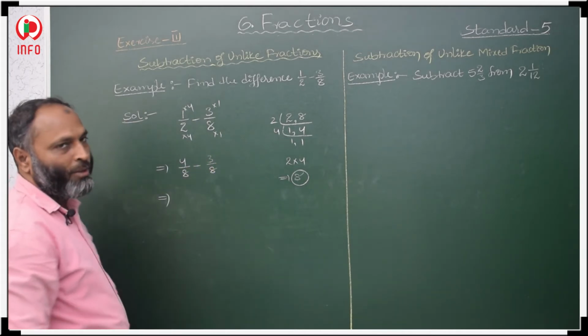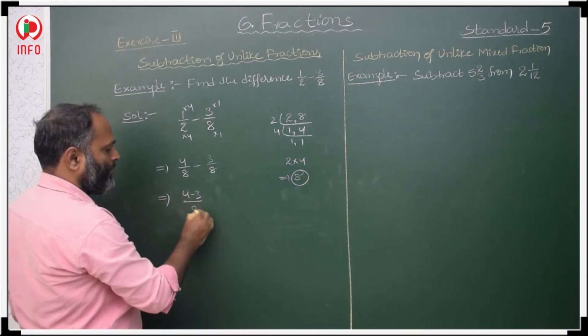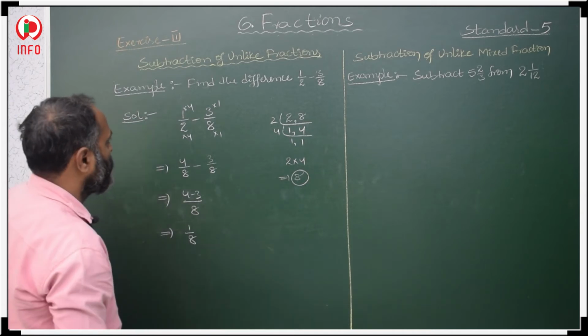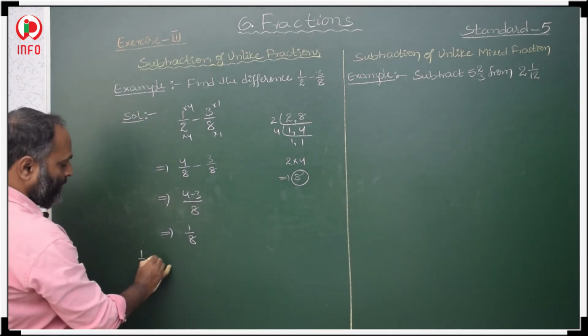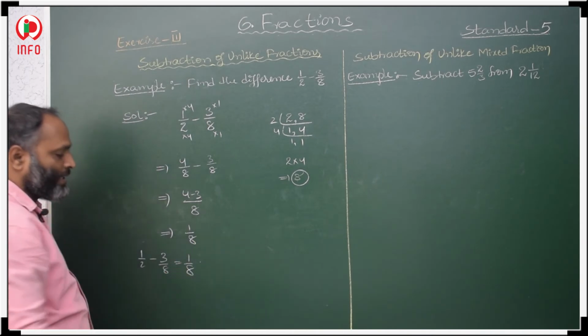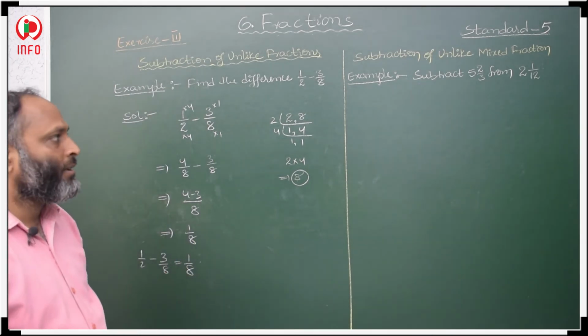Then we find the difference of the numerators, that is 4 minus 3, by the common denominator that we have to write. 4 minus 3 is 1, so 1 by 8. So the difference 1 by 2 minus 3 by 8 is equal to 1 by 8.